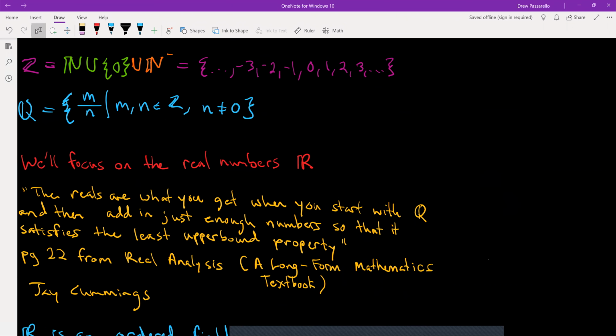Cummings says that, quote, "The reals are what you get when you start with the rationals and then add in just enough numbers so that it satisfies the least upper bound property." That's on page 22 of his text. And I like that because it simplifies things: we have something that's more than just the rational numbers, and we add in enough numbers to satisfy what's called the least upper bound property. We'll talk about the least upper bound property in these first couple of videos.